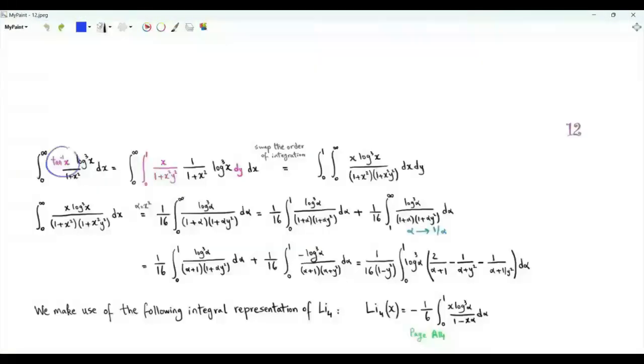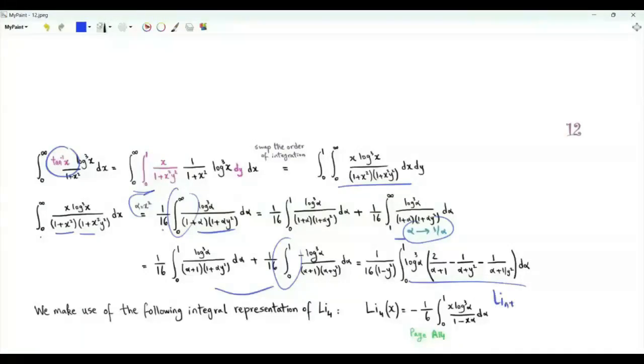Let's go back to our integral. Write the inverse tangent of x as the integral from y 0 to 1 of x over 1 plus x squared y squared. Interchange the order of integration. The integral with respect to x is over positive x of x times the cube of log x over 1 plus x squared times 1 plus x squared y squared. Do the change of variables, alpha equal to x squared. This is the integrand in terms of alpha. Split the integral into an integral where alpha is between 0 and 1 and another where alpha is greater than 1. Change alpha to 1 over alpha. We get another integral from 0 to 1. Combine the two integrals and do partial fractions.